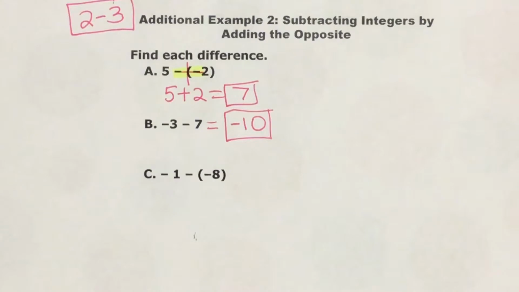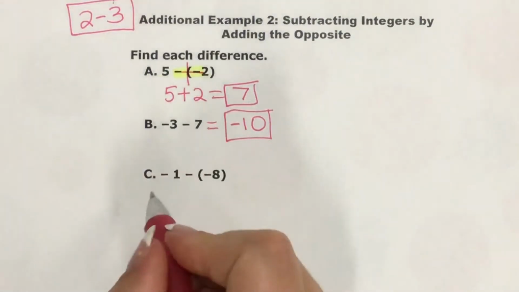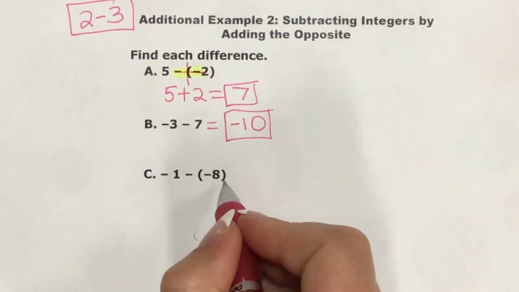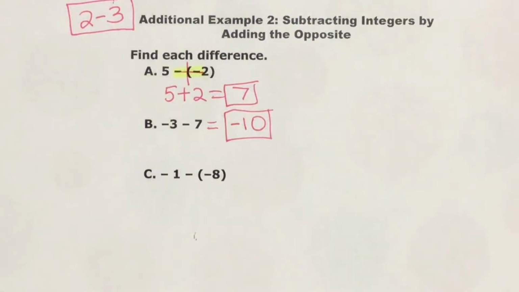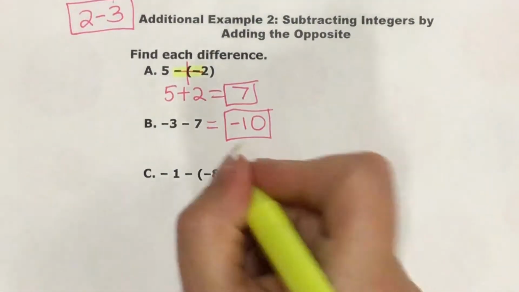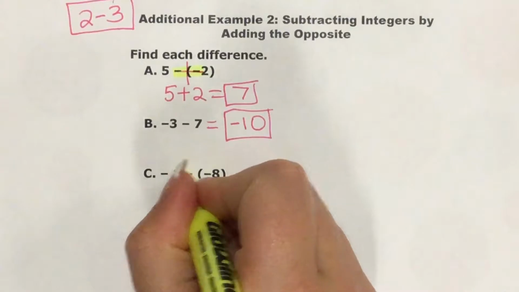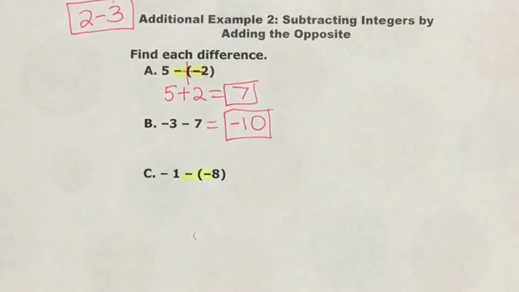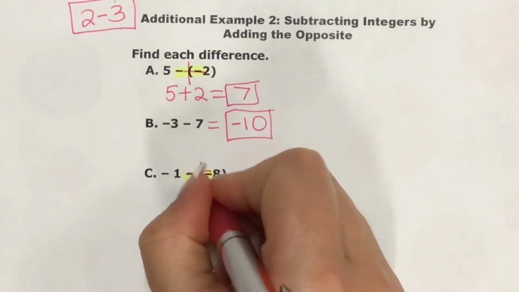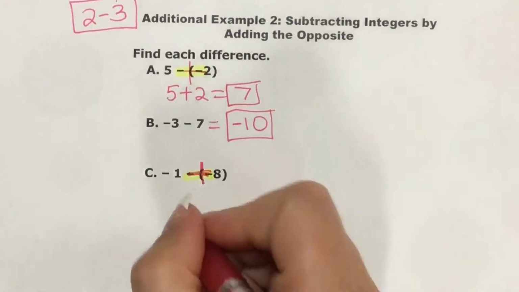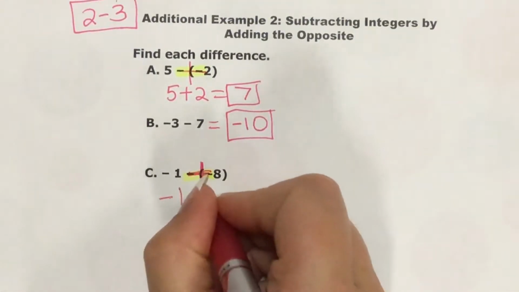All right, let's go into the next one. We have a negative 1 minus a negative 8. Do you see it? Yes. Do you see these two negative signs? They're touching. So those two negative signs mean that they are an undercover positive sign. So what we have is negative 1 plus 8.